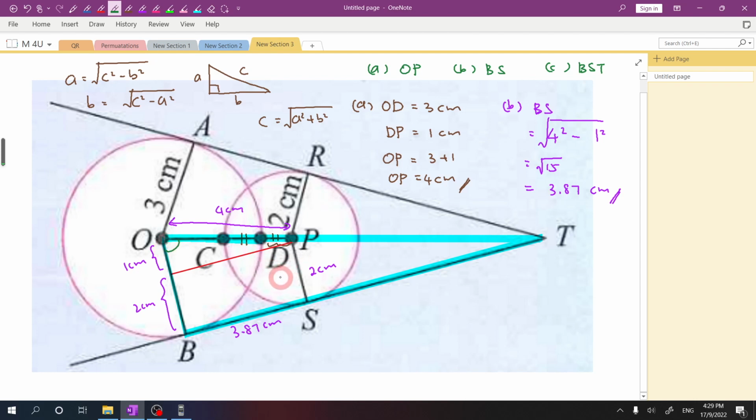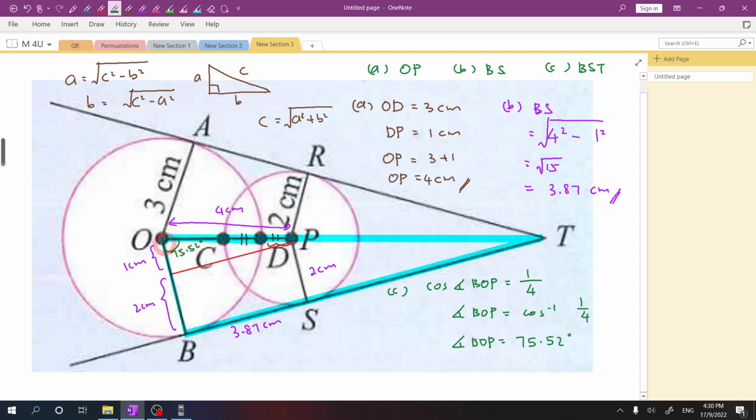So I can use cosine. Cosine theta, angle BOP. CAH, right? Cosine is equal to adjacent divided by hypotenuse. Okay, now we can find the angle BOP first. Cosine inverse of 1 over 4. So the angle is 75.52 degree. So this is 75.52 degree.